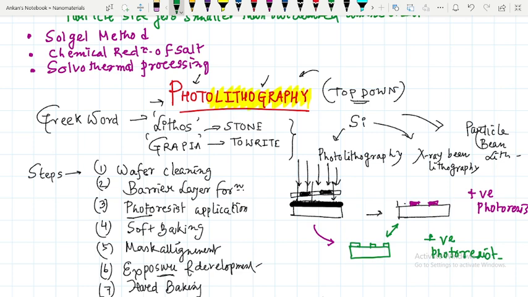Now, what are the advantages? Why was this method developed? The advantage of photolithography is that it is a versatile method.